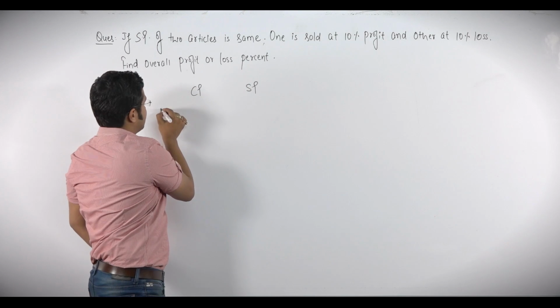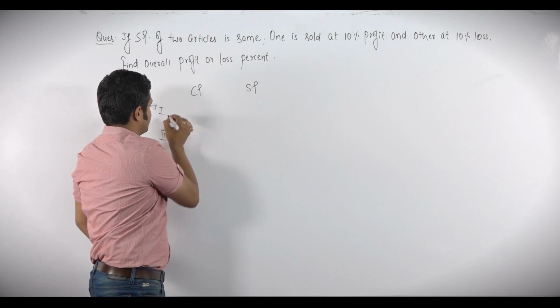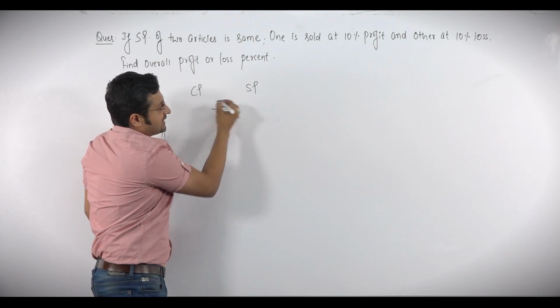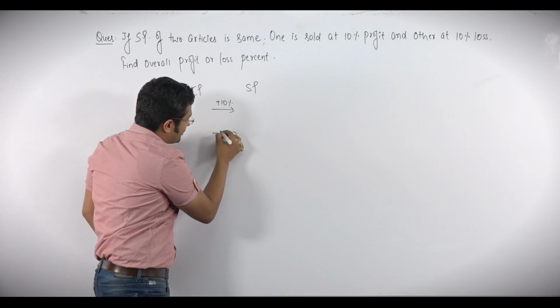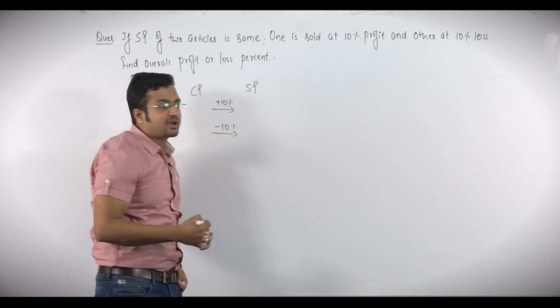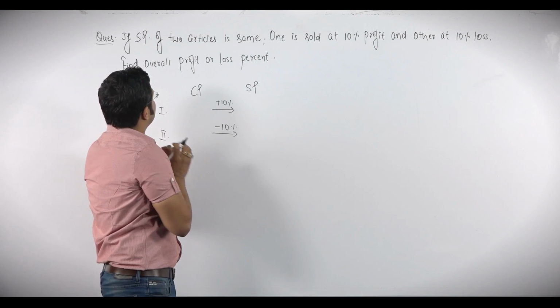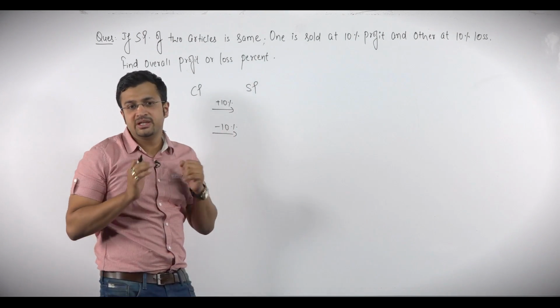देखिए, आर्टिकल नंबर 1, आर्टिकल नंबर 2, there is 10% profit on article number 1 and there is 10% loss, that means decrease of 10% on article number 2. See, here you have to assume the values of selling prices to be equal.